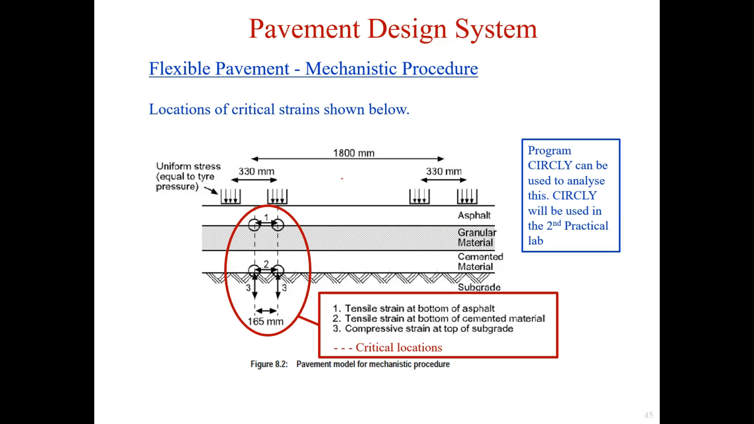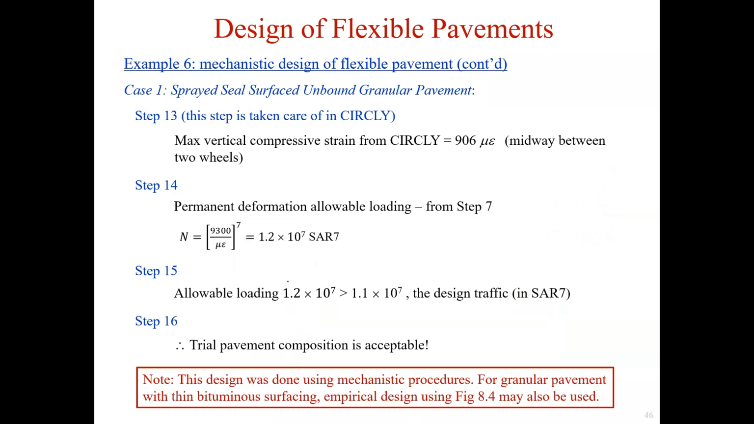And one is directly beneath one of the loaded wheels, and another one is midway between the loaded wheels. So one is here, and the other one is here. So we only consider the compressive strain. Once you input the given parameters in the CIRCLY, you are able to get the corresponding compressive strain. From the CIRCLY analysis result, it is found that the maximum vertical compressive strain is 906 microstrain, which is midway between the two loaded wheels.